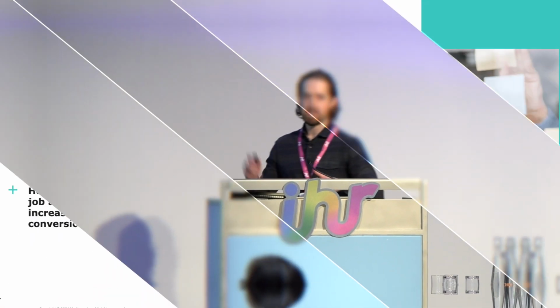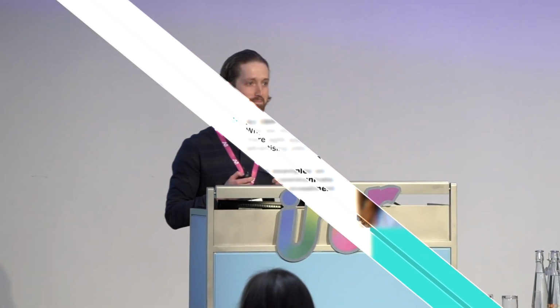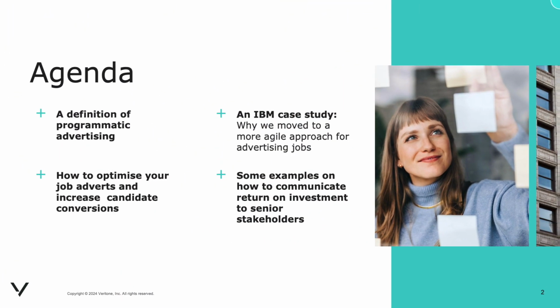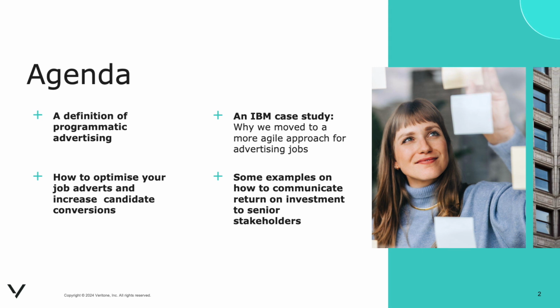So we're going to go through a definition of programmatic advertising. I find you either know what it is or some people have no idea, but they're too scared to say. So we're going to try and dumb it down, go through some of those areas. A little bit of a case study about how we approached that at IBM and how we actually got leadership, etc., to buy into that as a new approach. Give some tidbits on how to optimize job adverts to increase conversions. And then finally, a little bit of a talk about return on investment.